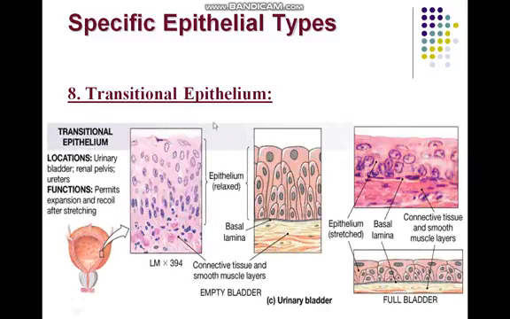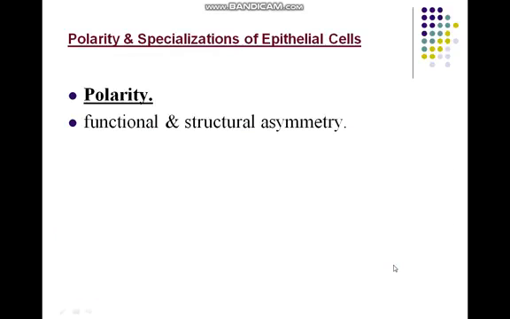Transitional epithelium is a specific epithelium seen in the urinary system, starting from the renal pelvis, ureter, and the urinary bladder, and the urethra. It contains a specific type of cells called the apical or dome cells that have the specific ability to expand when the bladder is filled. So we can see it in two forms: when the urinary bladder is empty and when the urinary bladder is filled. We can see an expansion of the apical cells, which are called dome cells or umbrella cells.